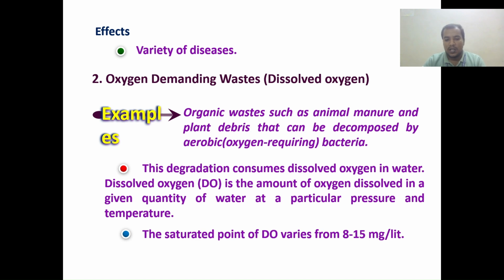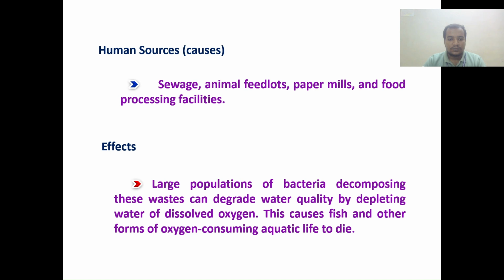The saturation point of dissolved oxygen varies from 8 to 15 milligrams per liter. And the effects of water pollution: large populations of bacteria decomposing these wastes can degrade water quality by depleting the dissolved oxygen in water. This causes fish and other forms of oxygen-consuming aquatic life to die.